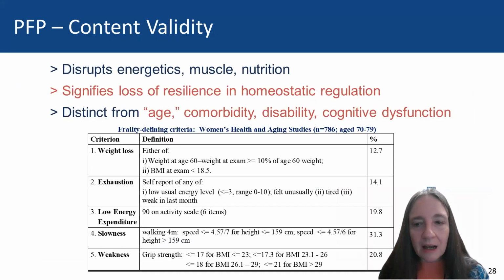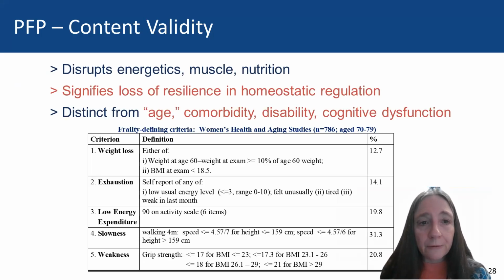Content validity, at the top of this slide, I've put in some reminders of the theory underlying the physical frailty phenotype, disrupts energetics, muscle, and nutrition. And so the criteria represent problems with energetics, exhaustion, energy expenditure, muscle, weight loss, nutrition. Muscle is slowness, nutrition is weight loss, and then slowness is an integrative measure. Also, what is it not? It's not age, it's not just comorbidity, not just disability, not cognitive dysfunction, and none of those things appear in the definition. That all has to do with content validity.